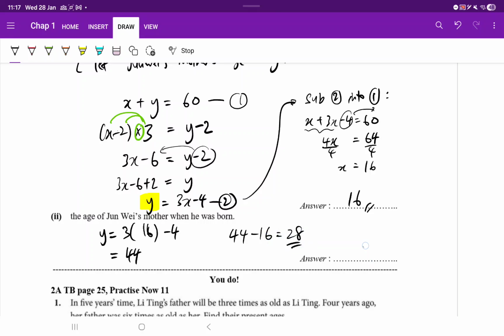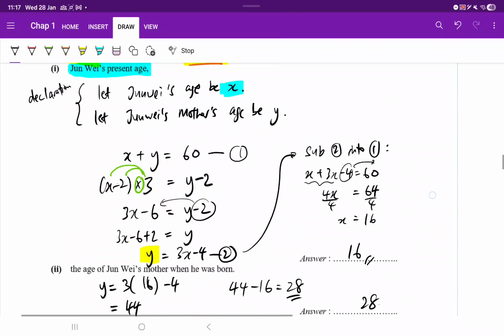The mother gave birth at the age of 28, which according to Singapore's current survey, this is very young.